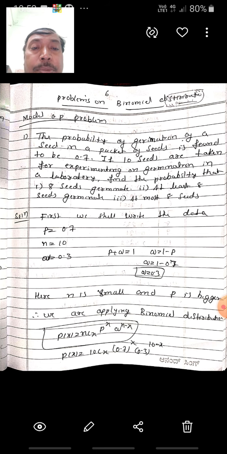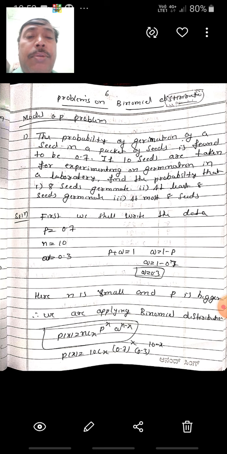Okay, first see the problem given. How do we recognize binomial distribution and Poisson distribution? In the binomial distribution, p is a bigger value and n is a smaller value. Where p is bigger and n is smaller, go for binomial. Where p is very small and n is bigger, go for the Poisson distribution.